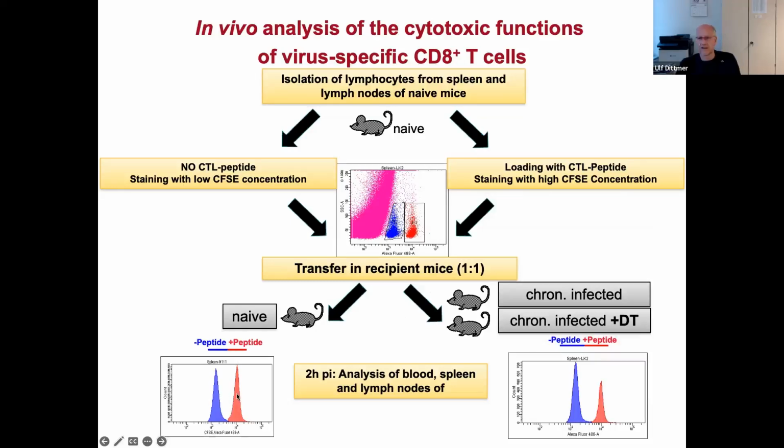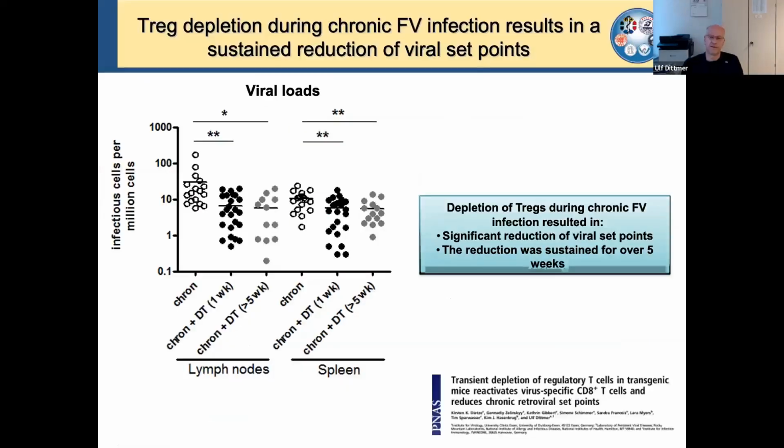If no cells are killed in both groups, then you have the same number of cells that you re-isolate from the mice. If you have killed cells, then you have a lower number of cells here in the peptide labeled group. That means all the other cells were killed by CTLs in this time period. So that's an in vivo CTL assay that we do a lot for these experiments.